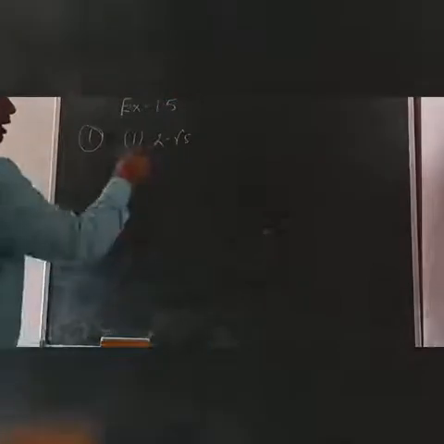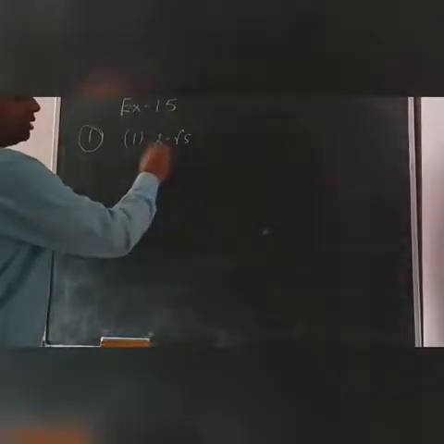The question is: classify the following numbers as rational or irrational. The first part is 2 minus root 5. You know that subtraction of rational and irrational is always irrational. So this number is irrational. You can write this.